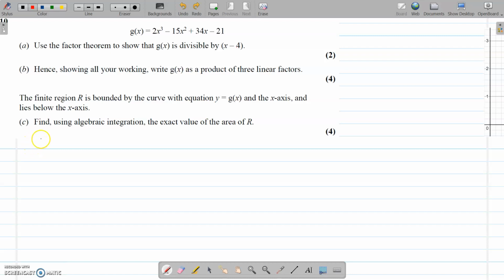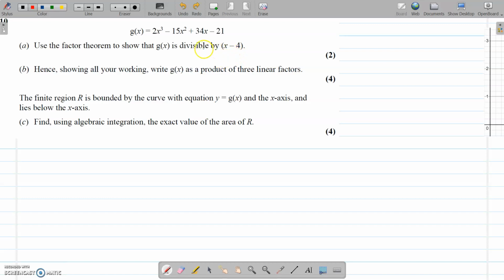Welcome to question 10 of the year 12 PPE. So in this question we're given a cubic function g of x and we're asked to use the factor theorem to show that g of x is divisible by x minus 4. Okay, which means we would be working out g of 4.